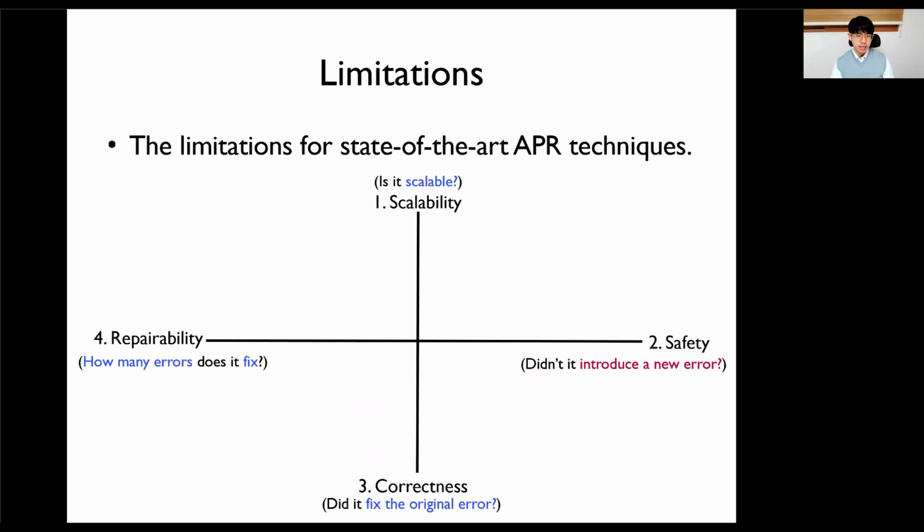Okay, let's evaluate the diverse state-of-the-art techniques for fixing memory deallocation errors in 4 aspects. The first aspect is scalability, which is how large programs each technique can fix. And the second aspect is safety, which is related to whether each technique does not introduce new errors during the process of the fixing.